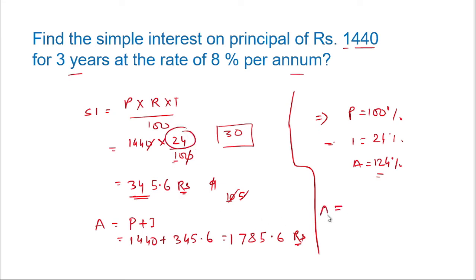of the amount. If we put 1440 multiplied by 124 divided by 100 and solve, it will also come to 1785.6 rupees. So friends, these are the methods to take out the interest as well as the amount value. Now we'll solve some questions and we'll understand the chapter much better.